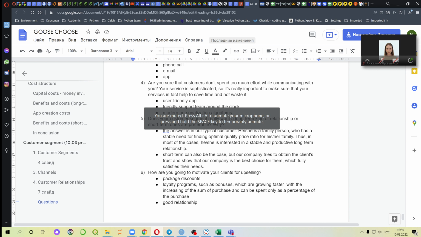Okay, we suppose that the answer is hidden in our typical customer. He or she is a family person who has a stable need for finding an optimal quality price ratio for his or her family or for grandsons. Thus, in most cases, he or she is interested in stable and productive long-term relationships. Short-term can also be the case. However, our company tries to obtain the client's trust and loyalty and show that our firm is the best choice for them. And moreover, this choice fully satisfies their needs in this particular field.